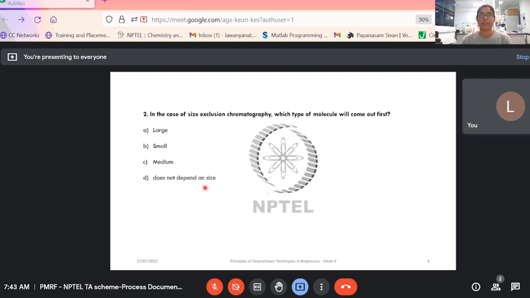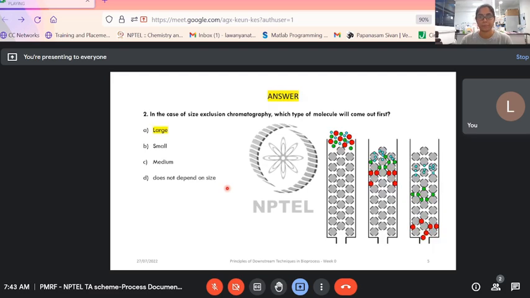Right there we have a red herring, because the question is size exclusion chromatography, so obviously it has to depend on size. So option D is wrong right away. Next you have to think about A, B, and C. Since it's size dependent, obviously medium is not going to come out first. It has to be either large or small. So A or B, which is it? Let's look into the answer.